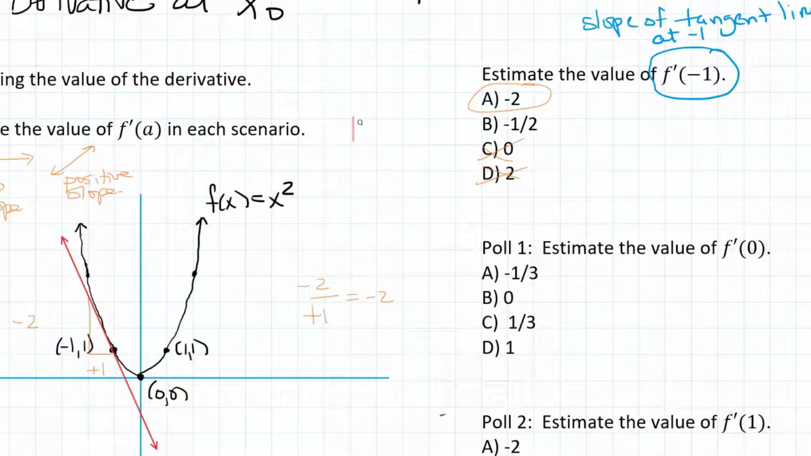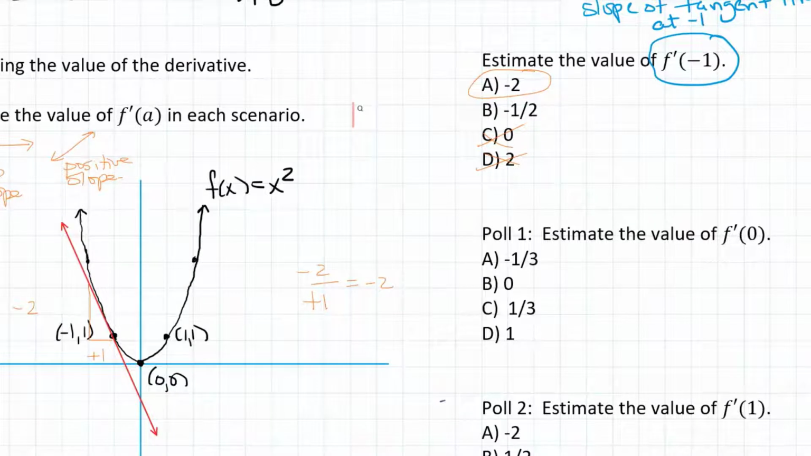Good. Now I'd like you to do the same thing, except think about the point where x is equal to 0. So we're looking for f prime of 0. The options are on the screen: -1/3, 0, 1/3, and 1. Imagine drawing in the tangent line and what that tangent line would look like. The most popular choice was B, 0, which is correct. Let's take a look.